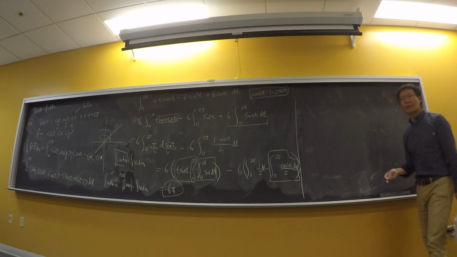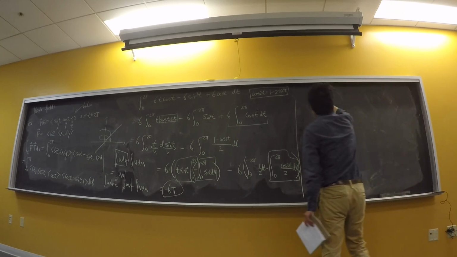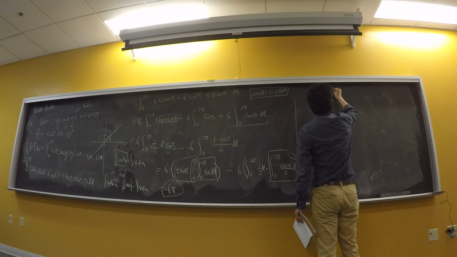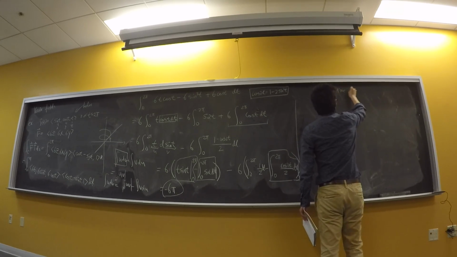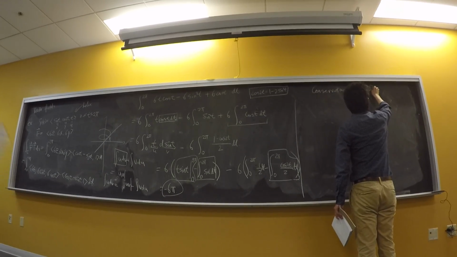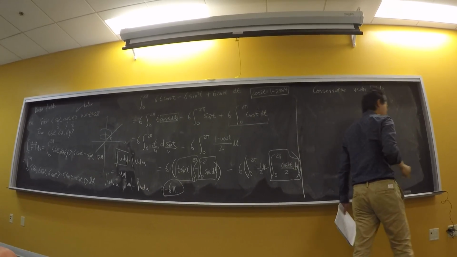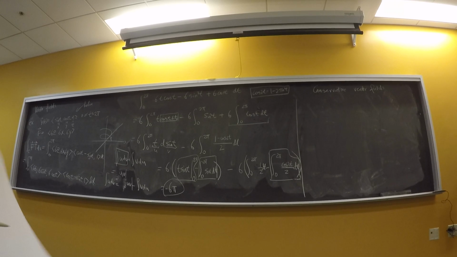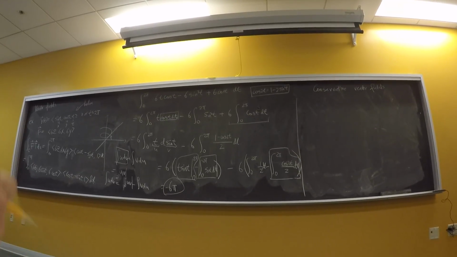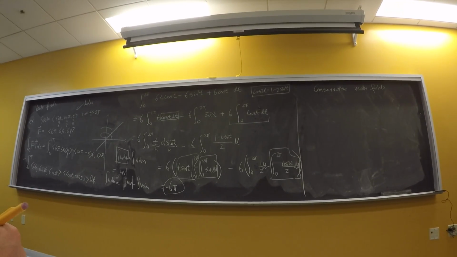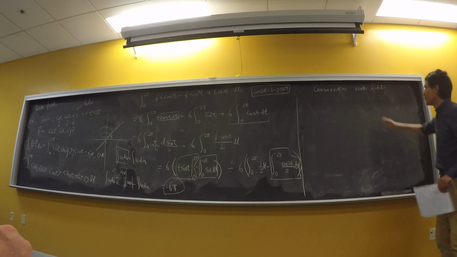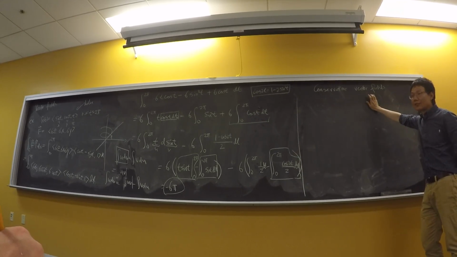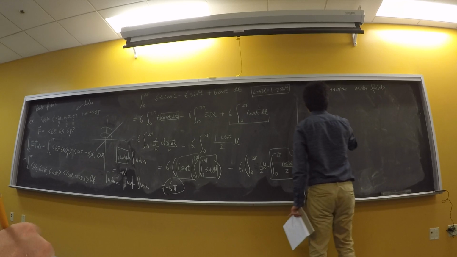So next, I want to return back to our major topic today, which is conservative vector fields. Conservative vector fields is really a very amazing topic. As I said in the very beginning, they only constitute a small proportion of all the vector fields. Among all the vector fields, only a very small subset of them is actually conservative. So first, I want to define what conservative is.